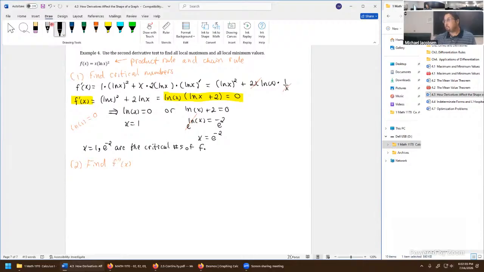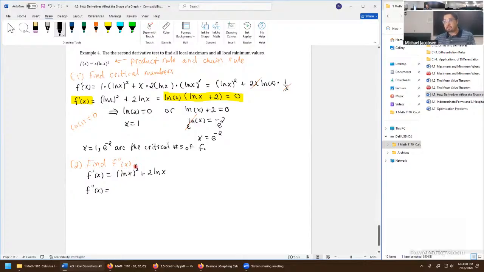So let me rewrite this just to make it more easily to track down here. F prime of x copied down, natural log x squared plus 2 natural log x. Didn't do anything new, just copied it from this line here. Now f double prime down below.